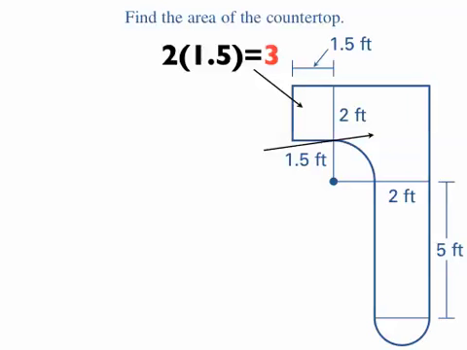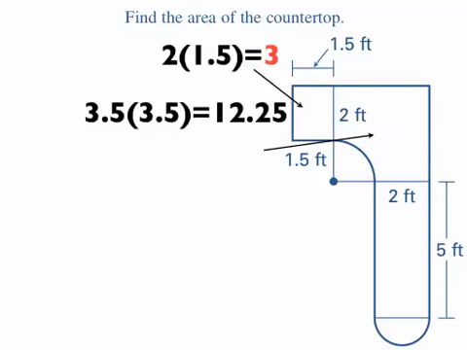Next, let's find the area of this. It looks like a square, but it's got a quarter of a circle cut out of it. What I need to do here is find the area of this whole square, but then subtract the area of my quarter circle. This square has a side length of 3.5 because we have the 2 feet side plus the radius of the circle, which is 1.5. So I have 3.5 times 3.5, which is 12.25.